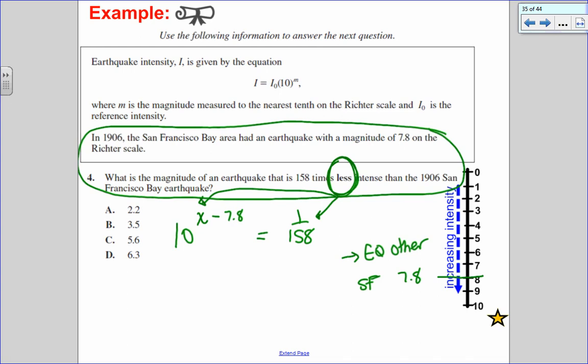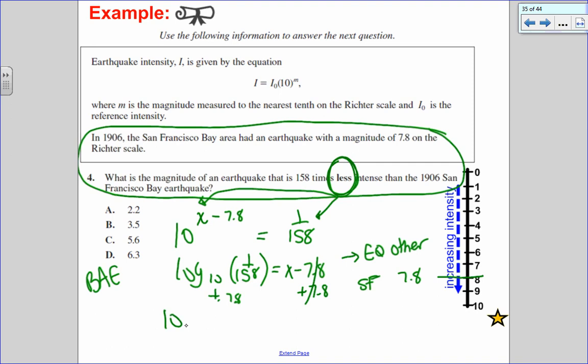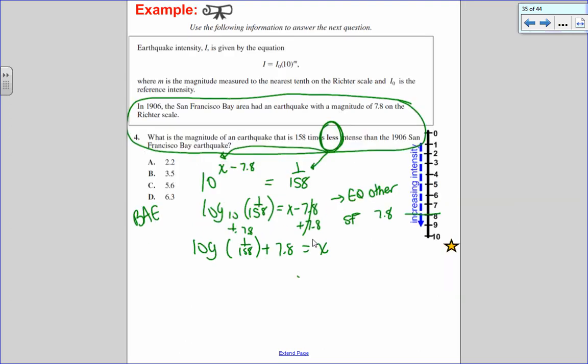Okay, so looking at this, I now have my equation. I'm going to use Bay to switch it into log form. So log of base, A stands for answer, E stands for equals exponent. And then to solve for x, I'm going to add 7.8 to both sides, so that's gone. So log base 10 is just a log. So log of 1 over 158 plus 7.8 will give me my magnitude of my other earthquake, the less intense earthquake.